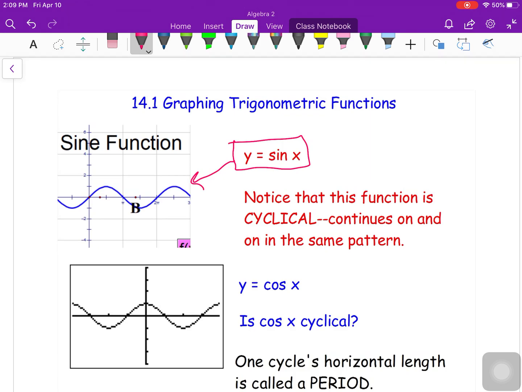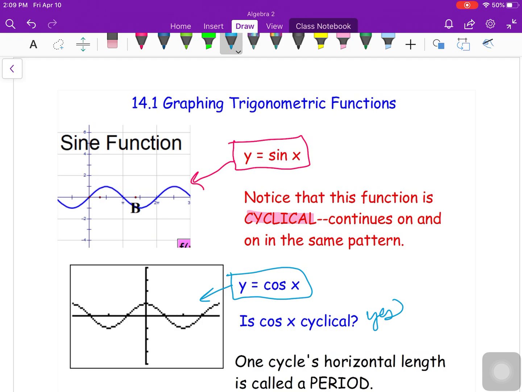So do you notice I have the same pattern running over and over and over again? That is what we call a cyclical function, when the same pattern continues on forever. So I want you now to look at the cosine of x, and it is this graph. Does it look like cosine is also cyclical? And the answer is yes, it is cyclical.